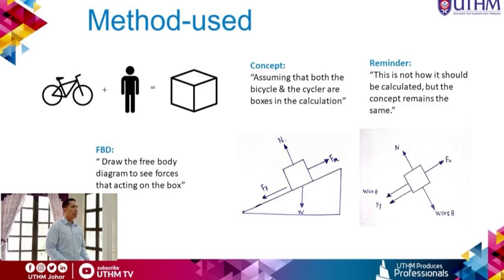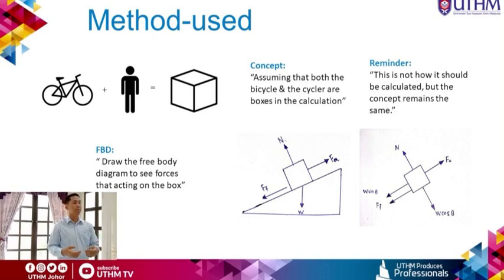To calculate the normal force, acceleration, and velocity, first of all, we assume that the bicycle and the person itself is equal to the box. As a reminder, this is not how it should be calculated, but the concept is still the same in every condition. So first of all, we need to draw the free body diagram to see the force acting on the box, which in our case is on an inclined plane.